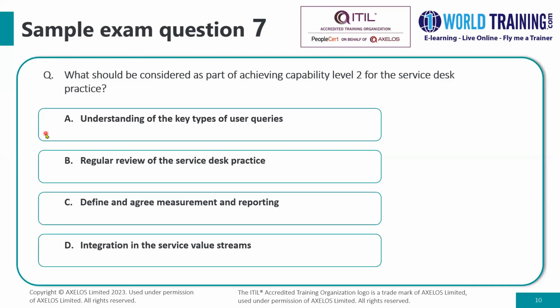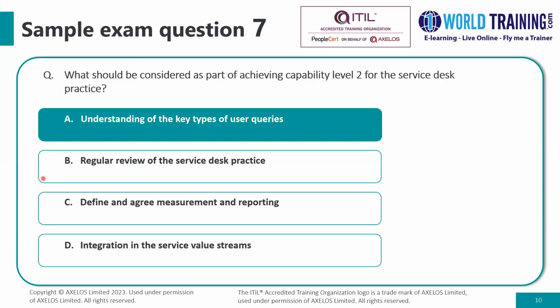You should recollect the 5 capability levels for each of the ITIL practices. Option A would be correct. In fact, level 2 will include key types of user queries and communications with the users. The regular reviews will occur at capability level 5 for the service desk capability development. For option C, measurement and reporting happens at capability level 4, and integration into service value streams occurs at capability level 3.